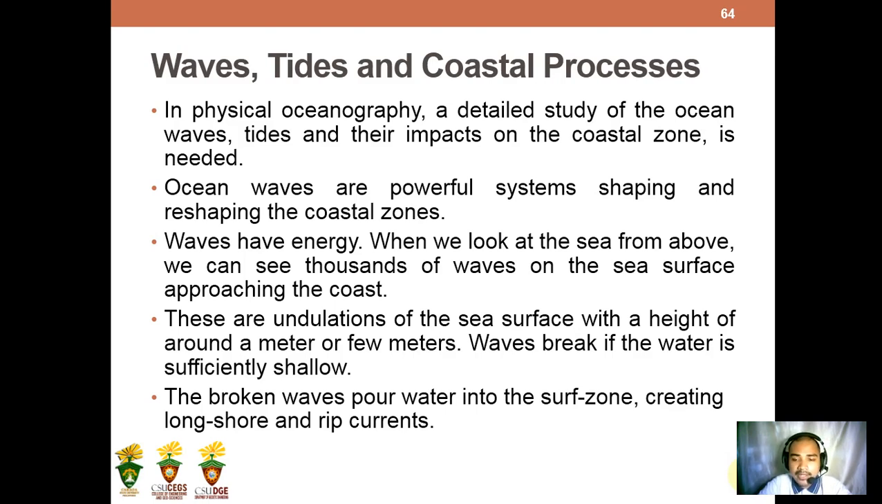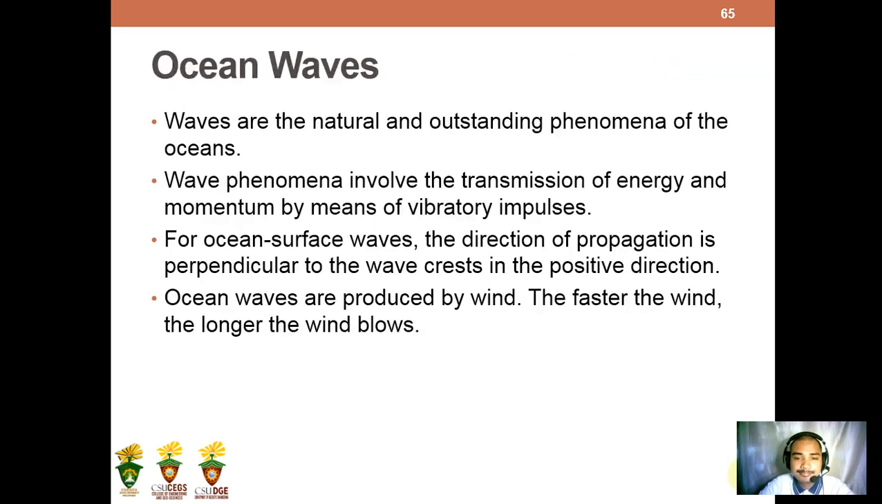And waves break if the water is sufficiently shallow. When it approaches the shoreline or coastal area, which is shallower, the waves change and break. The broken waves pour water into the surf zone, creating longshore or rip currents. Ocean waves are a natural and outstanding phenomenon of the oceans.